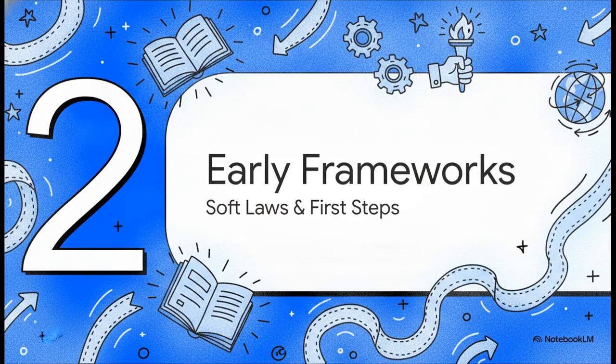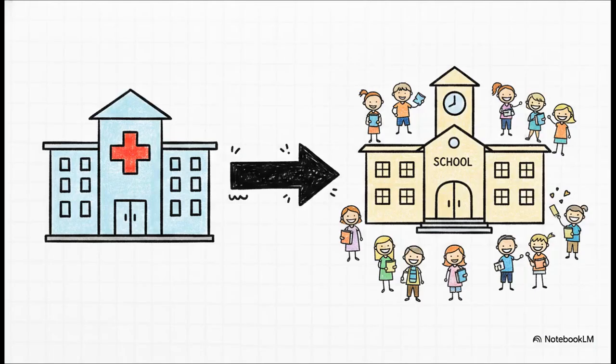Moving on to Section 2, Early Disability Frameworks, Soft Laws and First Steps. Heading into the 1980s, the international community finally started to specifically address disability rights in education, relying heavily on those influential soft laws we talked about. The 1982 World Program of Action was a total landmark.